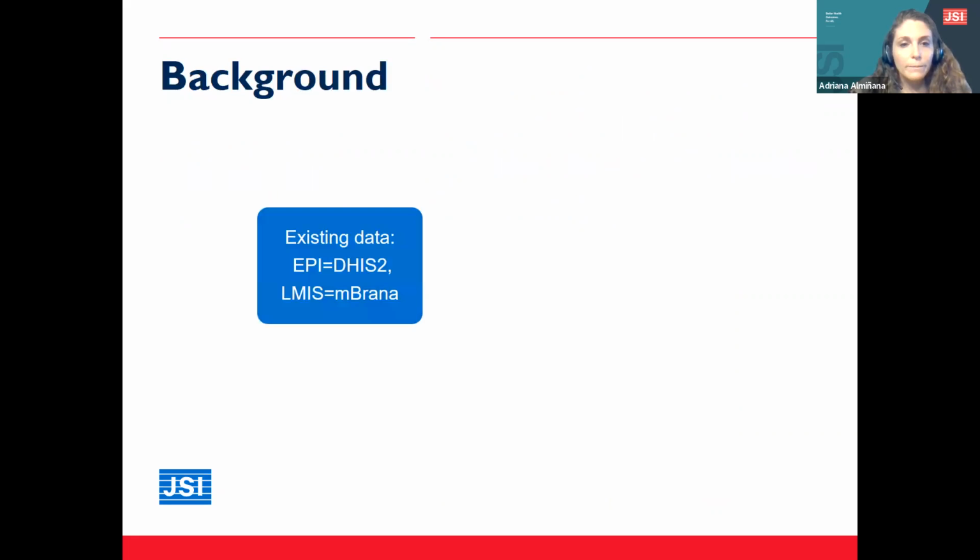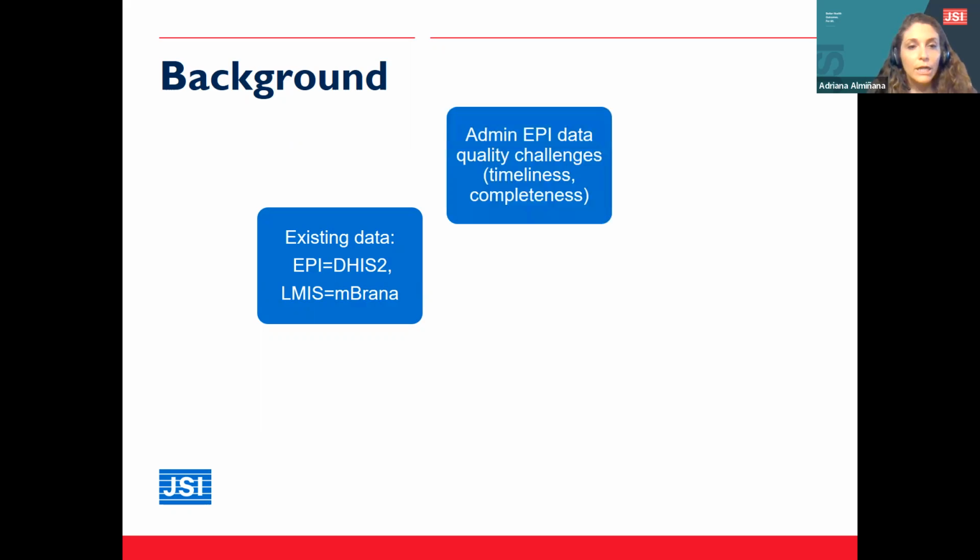So in Ethiopia, the Ministry of Health's expanded program on immunization, or EPI, has administrative immunization program data that's reported in DHIS2. And there's also a mobile-based system called Embrana for the LMIS, which records immunization supply chain related data. And this is managed by the National Pharmaceutical Supply Agency. So there are persistent challenges with the timeliness, the completeness, and especially the quality of immunization data. This is a known challenge.